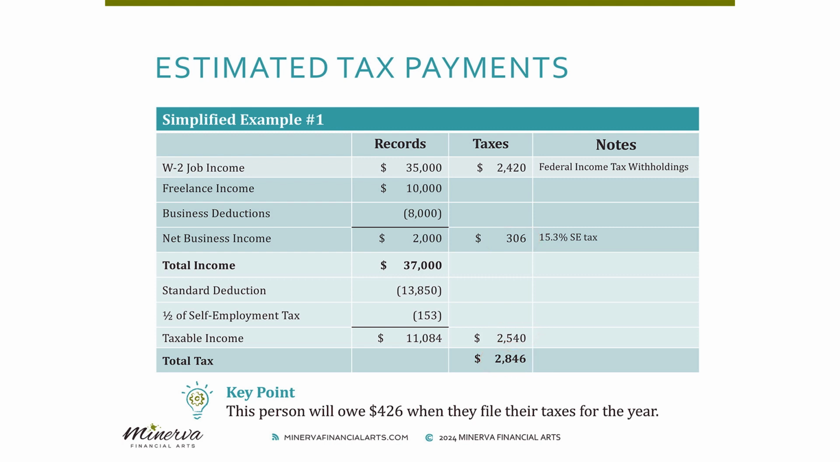Now, $2,846 is a little bit more than what they withheld from their W-2 job. So they will end up owing $426 when they file their taxes for the year.